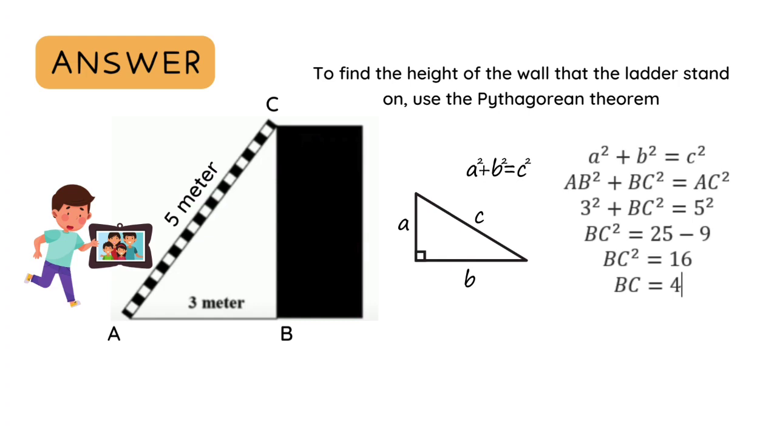So, a squared plus b squared equals c squared. AB squared plus BC squared equals AC squared. 3 squared plus BC squared equals 5 squared. BC squared equals 25 minus 9. BC squared equals 16, BC equals square root of 16, which is 4.